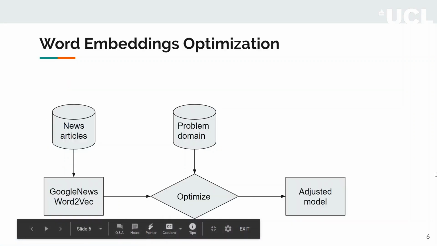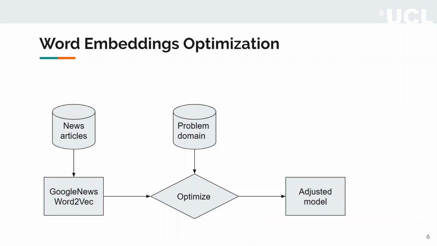In general, we will be following this given framework. On the left-hand side, you can see news articles that are used to train the pre-trained word embedding model. You can see the problem domain, which is different from the news article domain. And together with the pre-trained model, they can be used in an optimization setting to create an adjusted model.